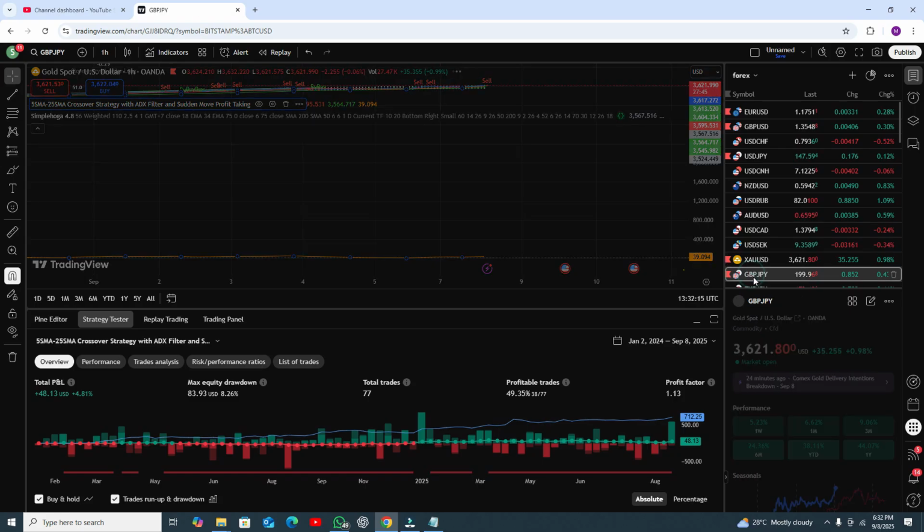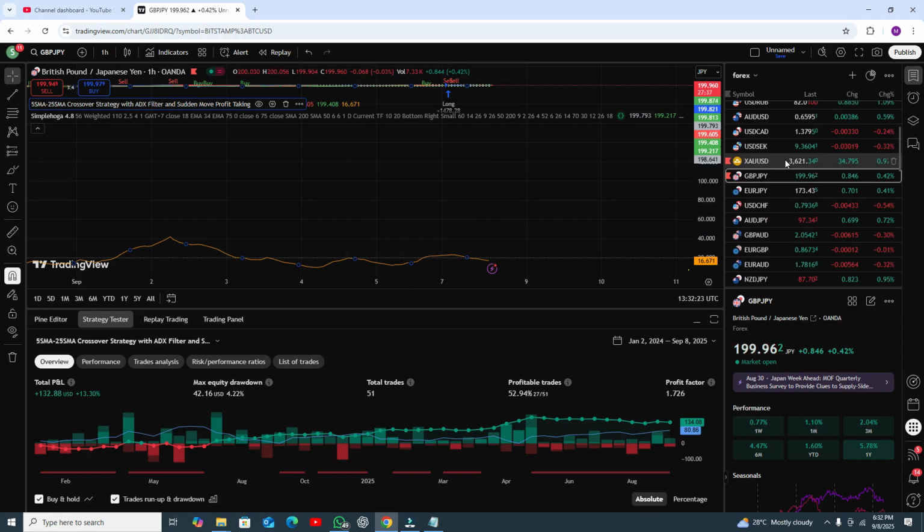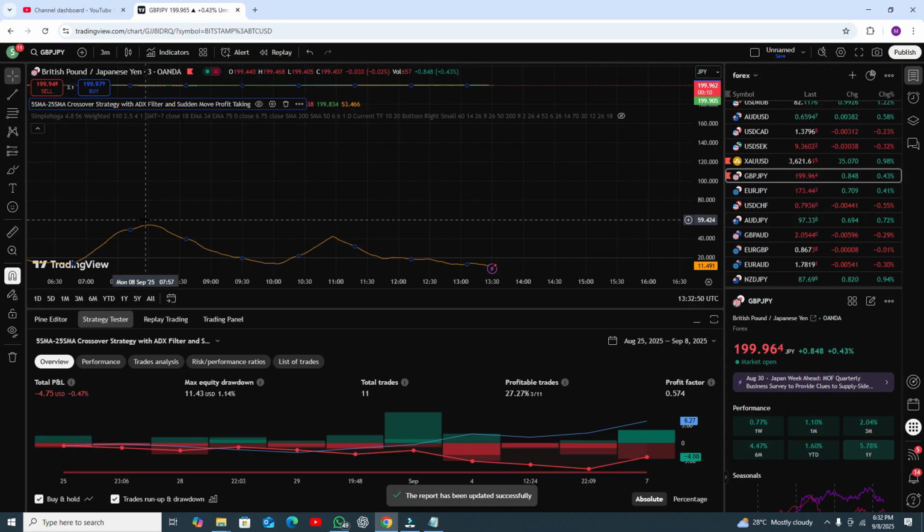In GBP JPY, it's giving you around 53% accuracy. And you need to find the pair. If you do not want to buy my indicator, that's so fine. There is no complication. This indicator is free of cost, and in the period from 2 January to 8 September, it's giving you $132 profit. And if you see the results in the 3 minute time frame, actually I like the 3 minute time frame.